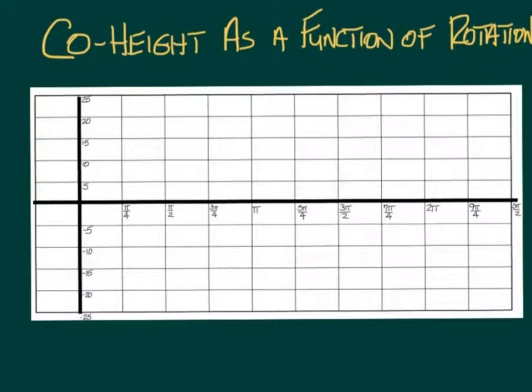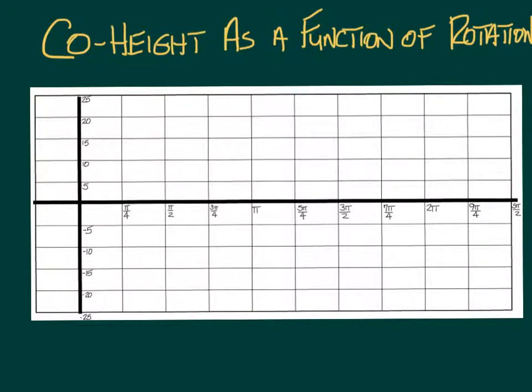What is the co-height when a car is on the y-axis? 0. Yeah, so it's going to go at 25 feet, and then as it's going to 90 degrees, the co-height gets to be 0. Then it's going out in the negative direction until it reaches the, what is that, the 9 o'clock position? Out there at pi.